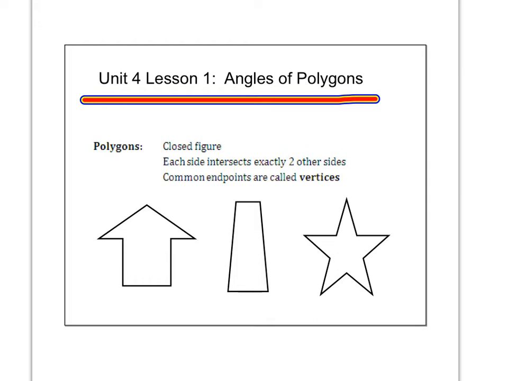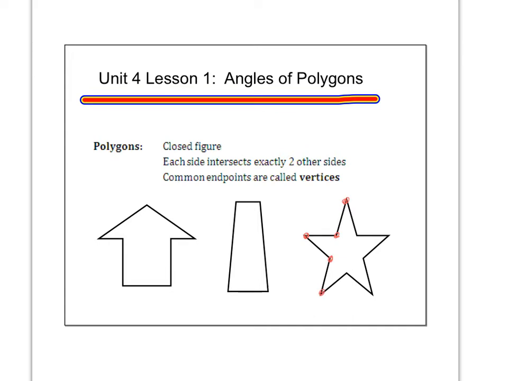All of the three shapes that you see here would be considered polygons. They are not regular polygons, but they are polygons. All of them are made out of straight segments. None of them have curves, and all of their segments end exactly at the endpoints of the next segment. So they don't overlap at all.